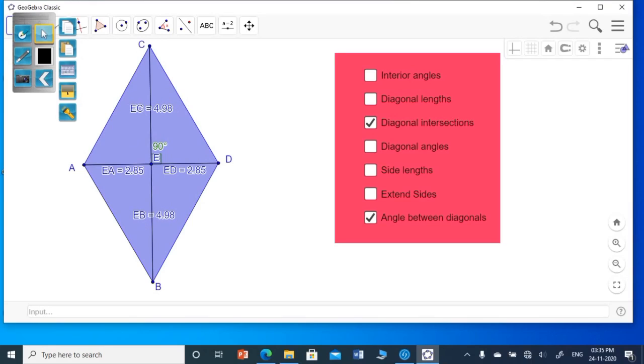But look at the parts of diagonals. Here CE is equal to EB and AE is equal to ED. That means diagonals bisect each other. Diagonals are not equal, but they bisect each other. Remember this property.